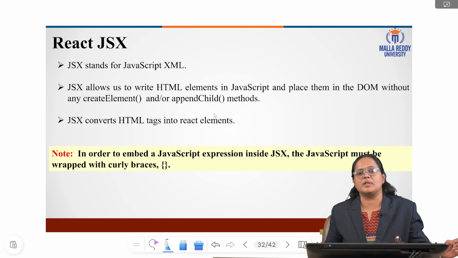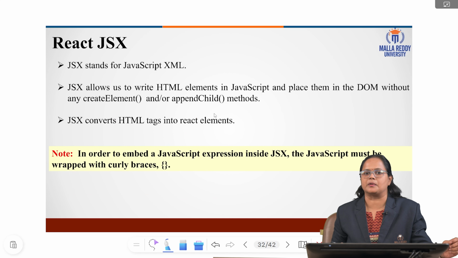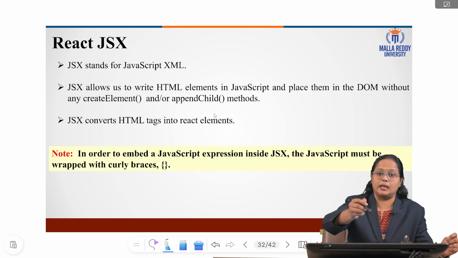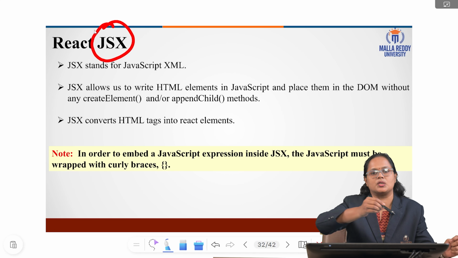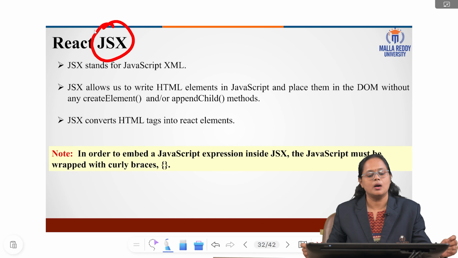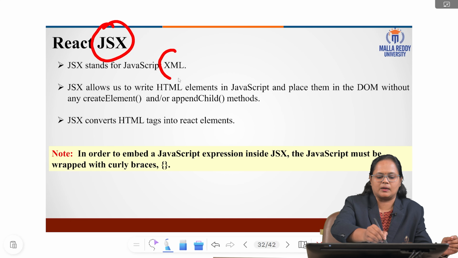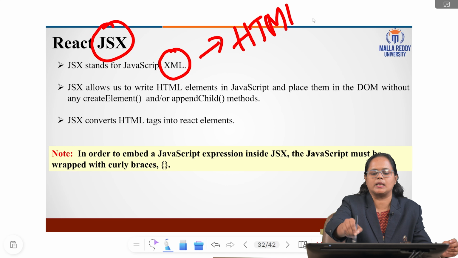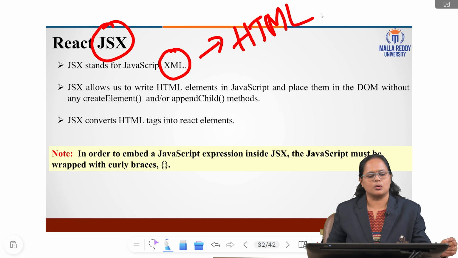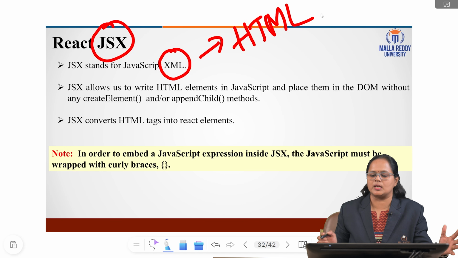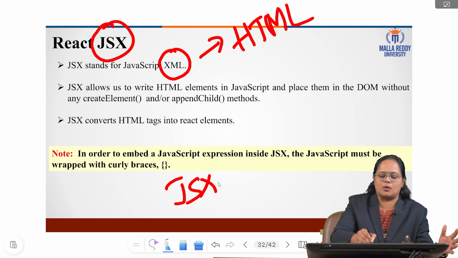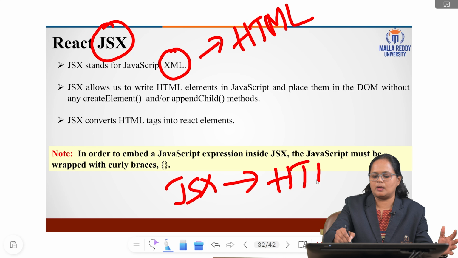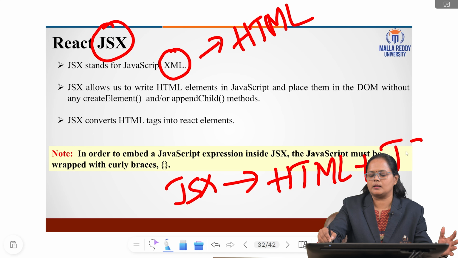And now, which language do we use for writing the code in ReactJS? We'll be using JSX. Here, JSX refers to JavaScript XML, Extensible Markup Language. This XML is similar to HTML, hypertext markup language. So we can understand JSX as the combination of HTML and JavaScript.